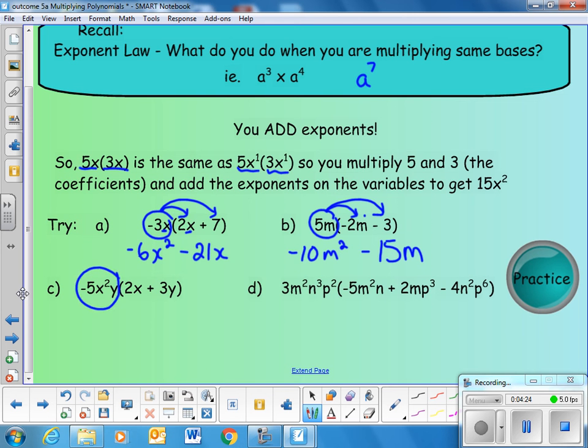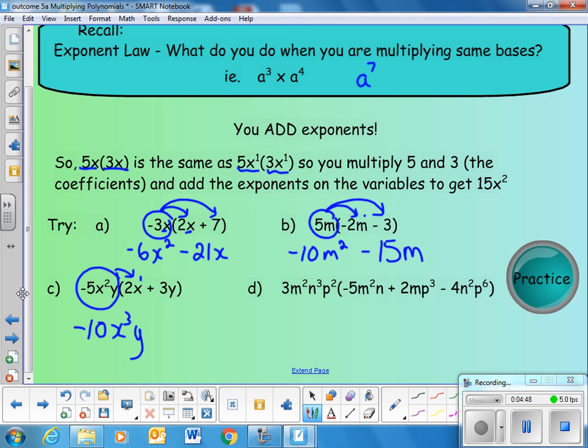Negative 5xy times 2x. Multiply the coefficients out front, so negative 5 times 2 is negative 10. Then we have base x, so we have an exponent of 2 plus 1 will give us x cubed. Then we have a base y. We only have a single exponent for y, so there's our first term.